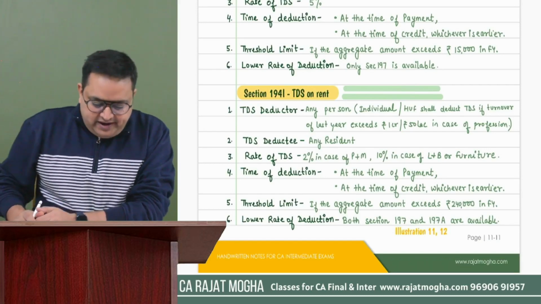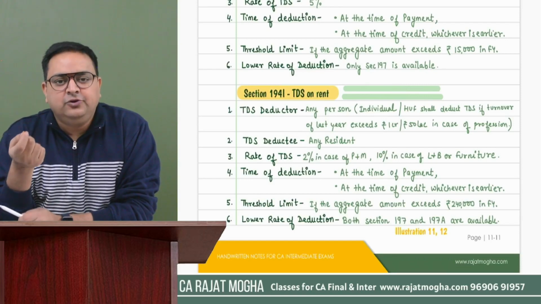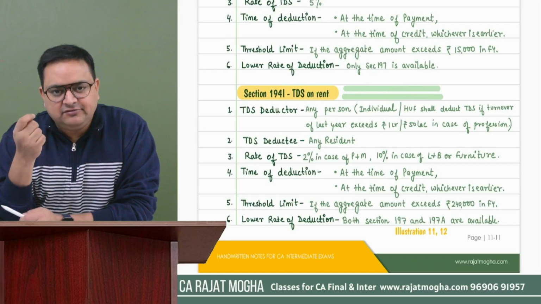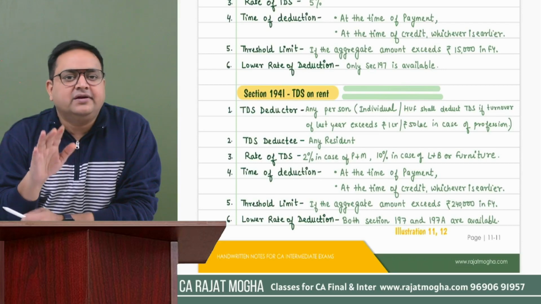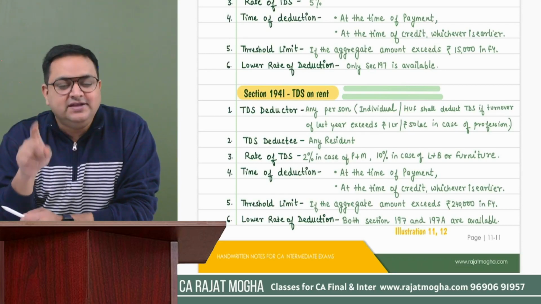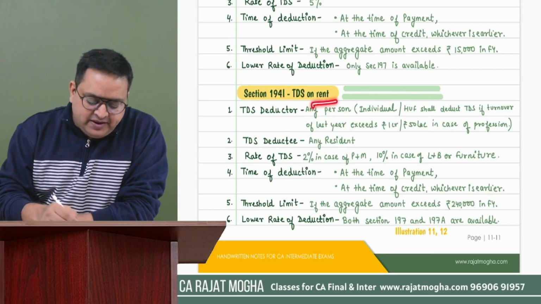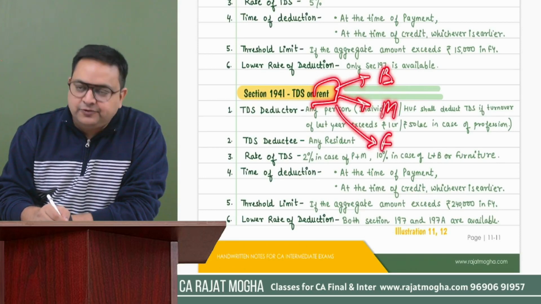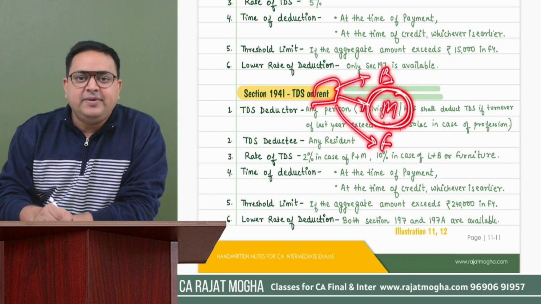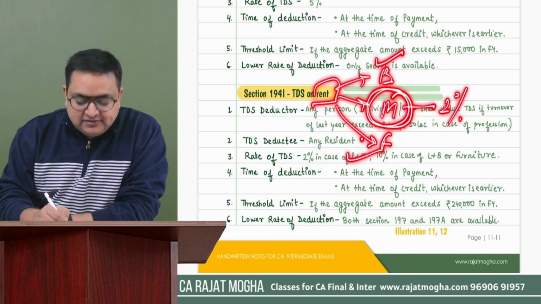194I, TDS on rent. So if you are paying rent to someone, then TDS will be deducted at a rate of 10%. But if you are paying rent of machines, the TDS rate would be 2% in that case. It could be rent of building, rent of machine, or rent of furniture also. So only in case of machinery, if you are paying rent of machinery, then 2% TDS, and for others 10% TDS. That is, for building 10%, land 10%, furniture also 10%.